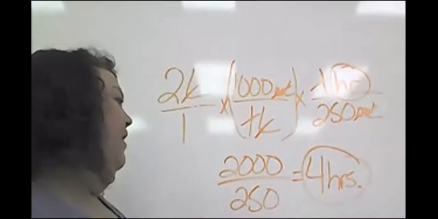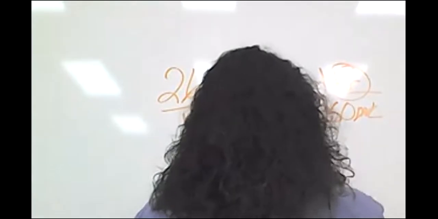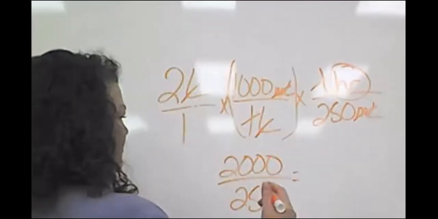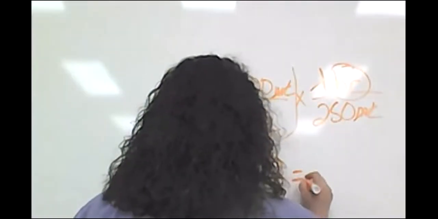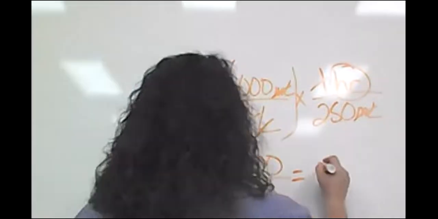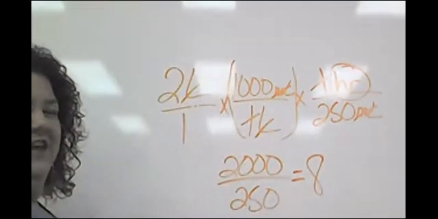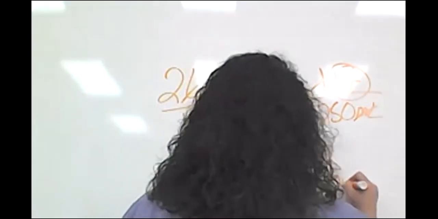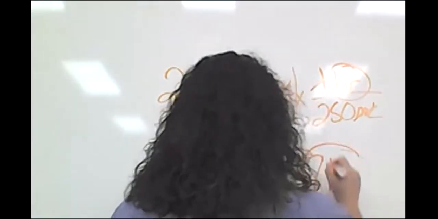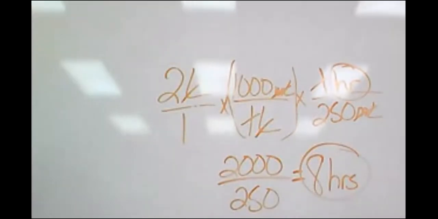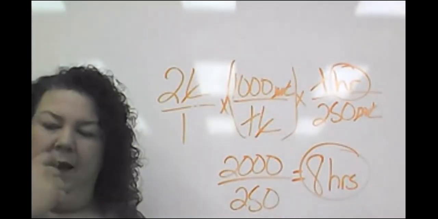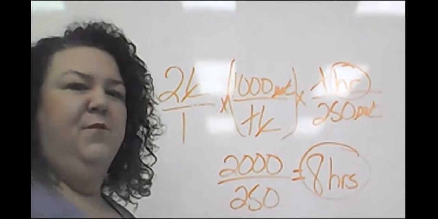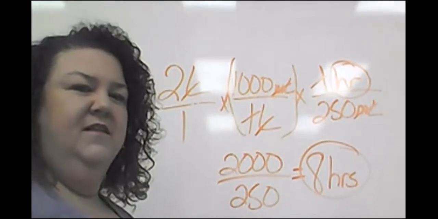I'm sorry, my calculation is incorrect. I must have typed in 1,000. If you divide 2,000 by 250, it should actually give you 8. I apologize about that. And again, that's still going to be hours. 8 hours. I do apologize. Let's look at another example since I muddled that one up just a tad.